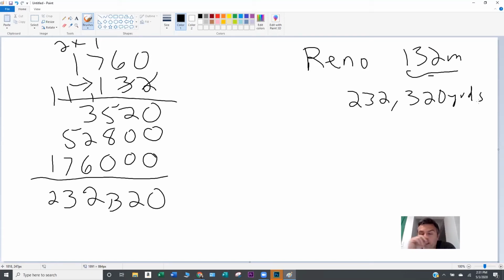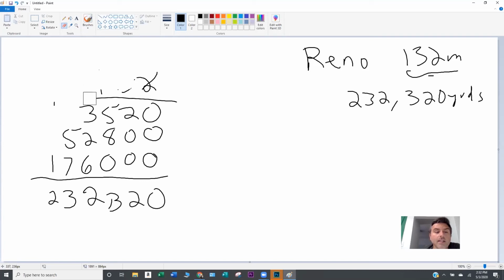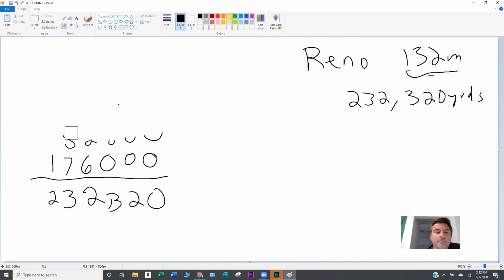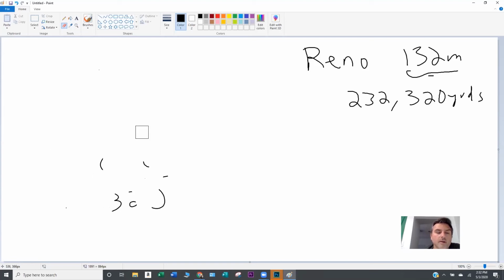232,320 yards, and then the last thing that the assignment says is I need feet. I'm going to go ahead and click on this eraser. I have the eraser nice and big. I'm going to erase this math, and now I need to convert this to feet. Well, if you go back, let me finish erasing this. I'll probably fast forward this part on the video.